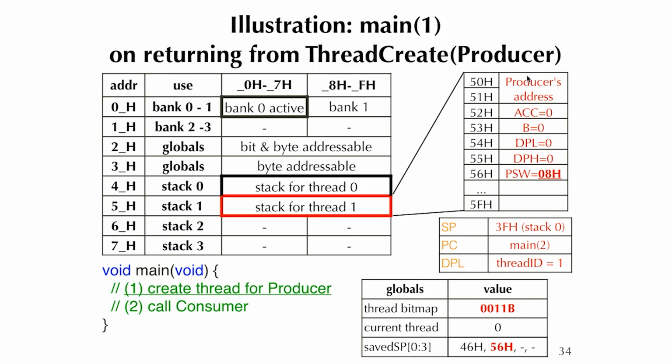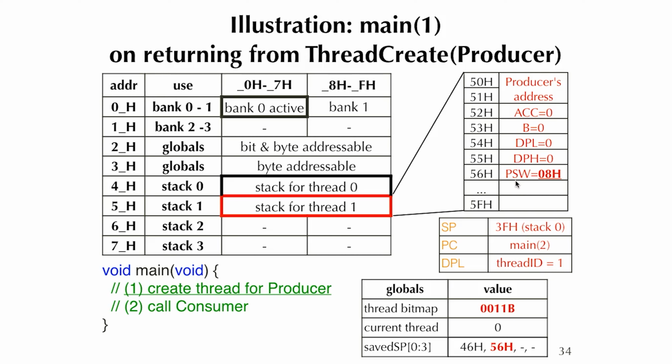So by creating, you basically take the DPL, DPH, and push them onto the stack. Well, at least you know the location. So you put the content of producer's lower and upper address bytes into locations 50 and 51. And then the initial values, just like before, ACC, B, DPL, DPH, onto the stack as well.